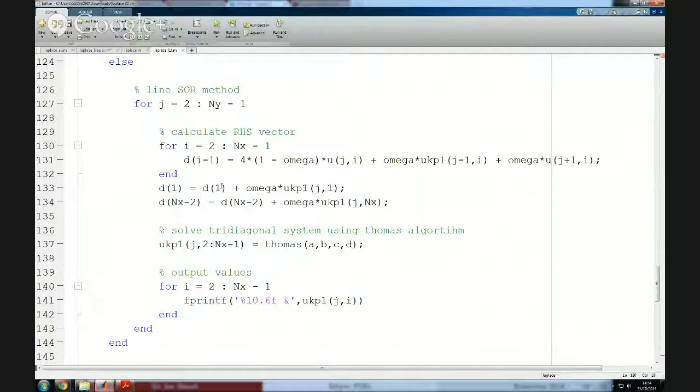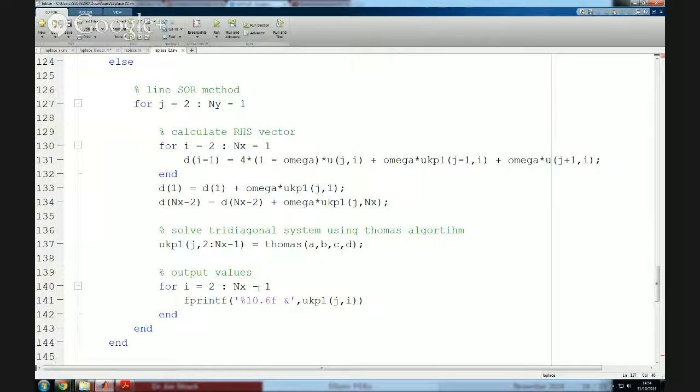By the way, I'm not asking you to do the line SOR method in lab sheet 3. It is slightly tricky, something I wouldn't ask you to do for an assignment unless you really wanted to. So this is calculating the right-hand side vector D. This is applying the boundary conditions, and remember those are the known values. And I solve the tridiagonal system using the Thomas algorithm in that step.